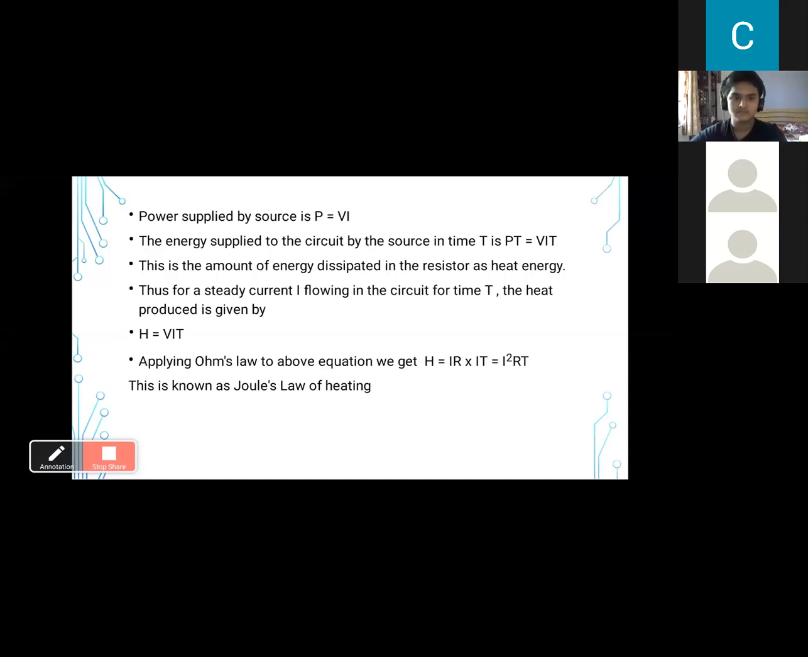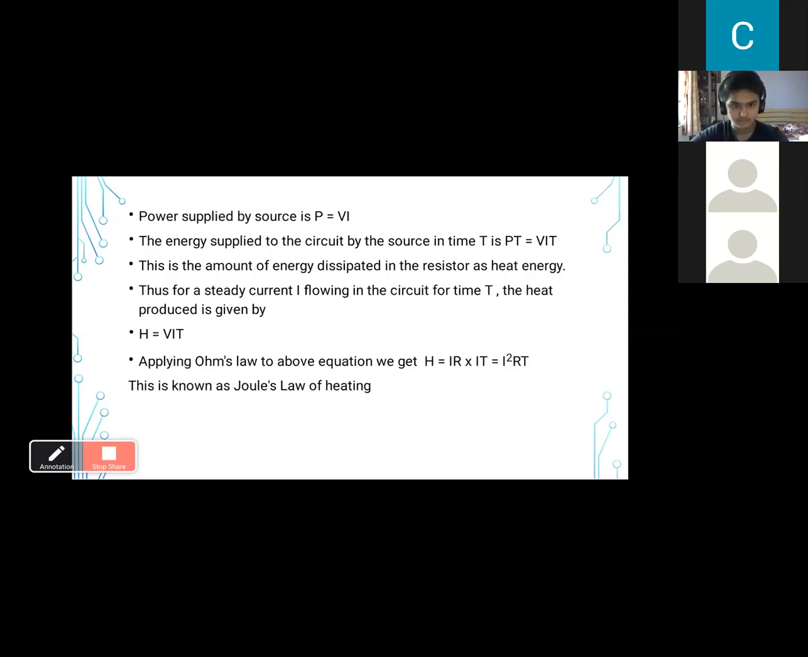Okay. So getting this, I have not done anything. I have just multiplied time with the power factor. Whenever you multiply time with the power, you will get the heat energy produced or the energy dissipated in the circuit, which is equal to I square RT, because I have replaced VI by I square R. Is this clear?